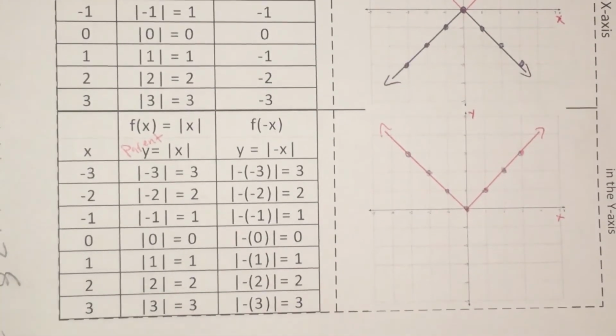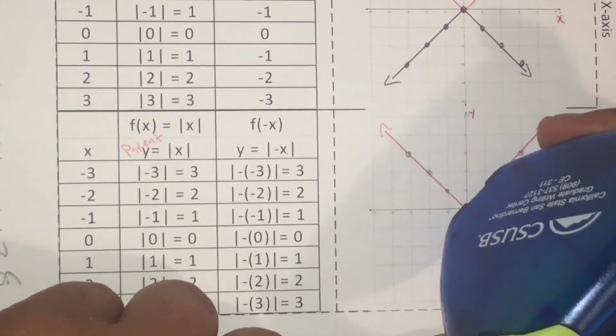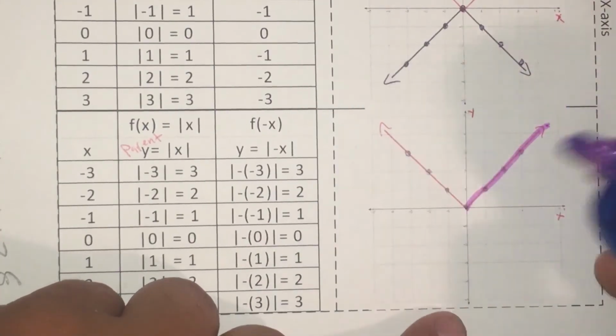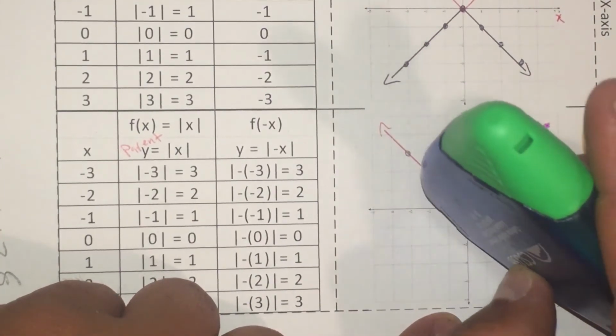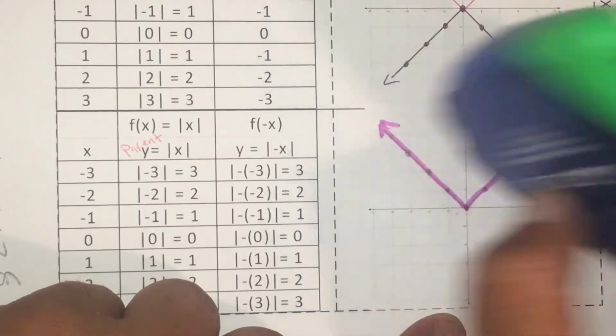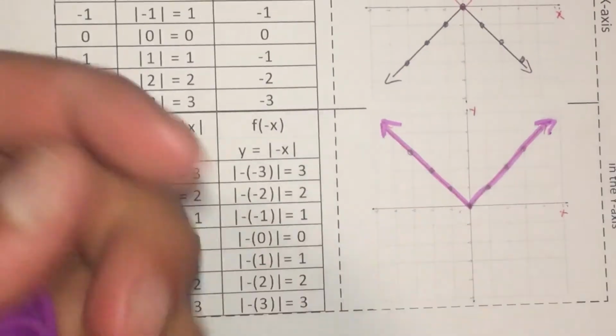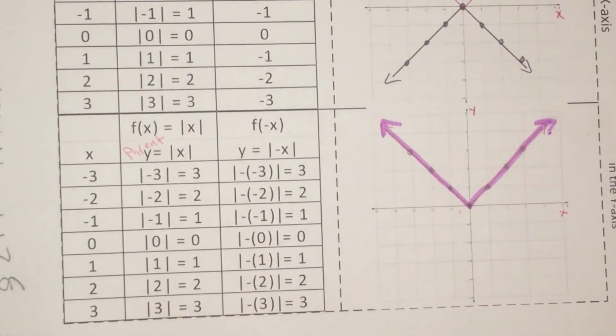I'm actually going to do it with a highlighter instead, because I want to show you guys what it does. So reflecting, and then that's our reflective line. Sorry, it's not as straight. You guys should use a ruler.